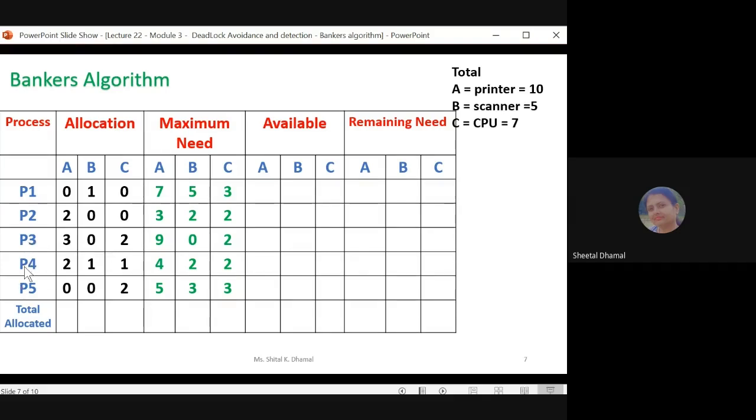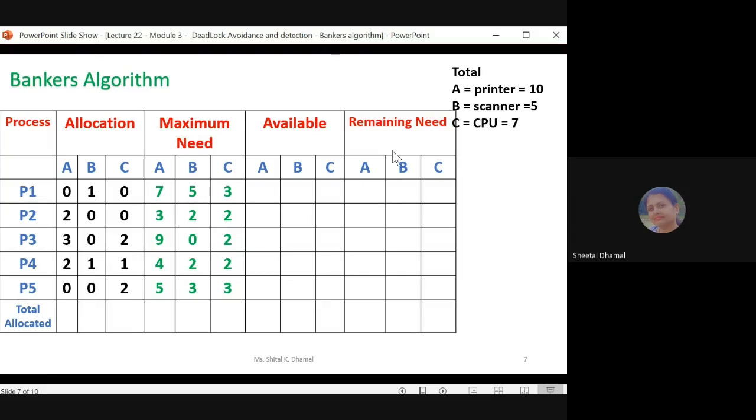Then process P4 requires 4, 2, and 2 resources respectively to complete its job, but your operating system or banker's algorithm will allocate only 2 printers, 1 scanner, and 1 CPU to process P4. Same for the process P5. It requires 5, 3, and 3 resources to complete its job, but banker's algorithm or operating system will allocate only 2 CPUs to the process P5.